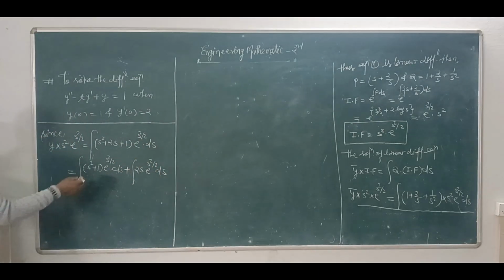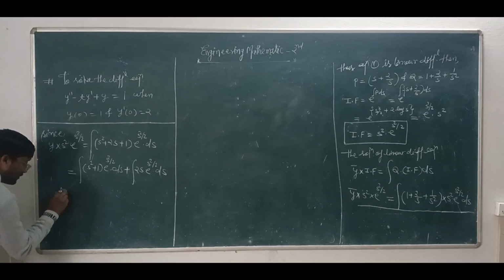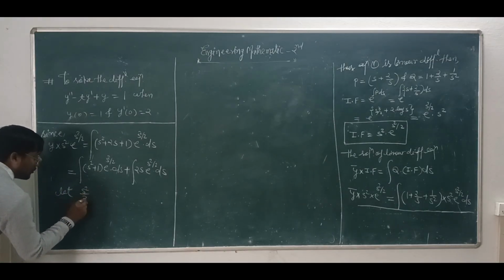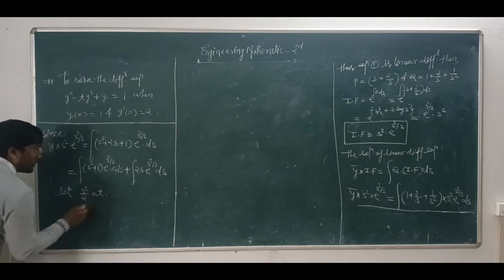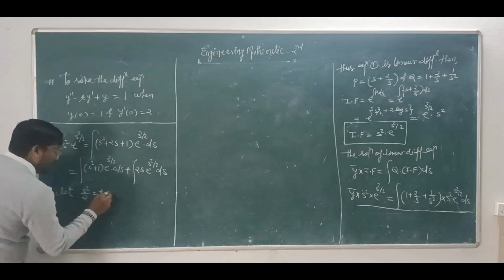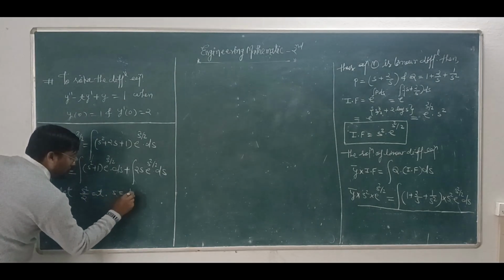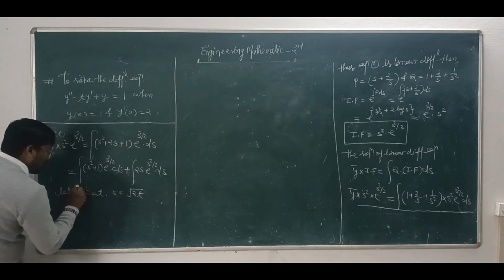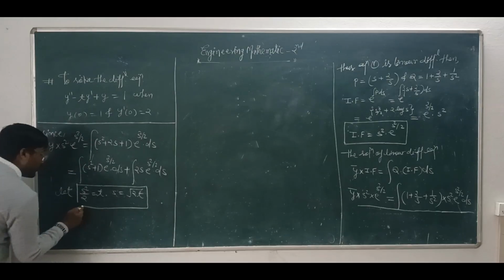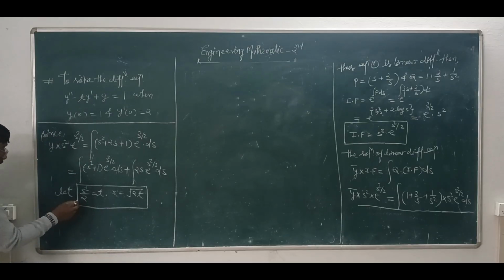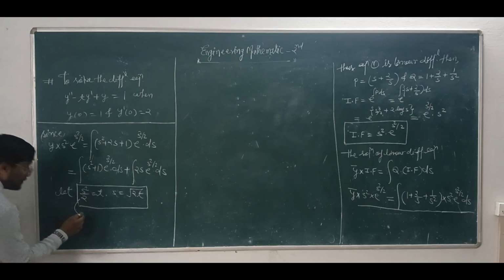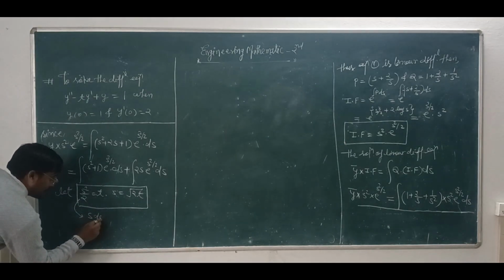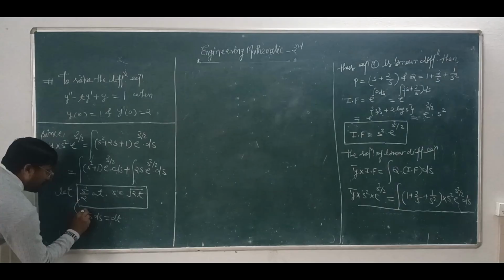Now you can solve this integral. First we let s square by 2 is equal to t. Now you can write s is equal to root 2t. This is your resultant value. Now you can differentiate this function. This means s ds is equal to dt.